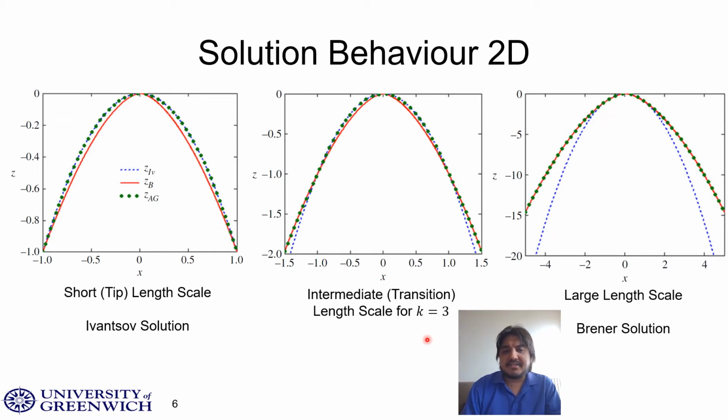And so then you have this intermediate region where there's a transition between the Ivantsov solution and the Brenner solution, and you can see the green dots here represent the Alexandrov-Galenko solution, and this is for a value of k, which feeds into those stitching functions. And so k essentially determines how smooth the transition is between the Ivantsov and Brenner solution.